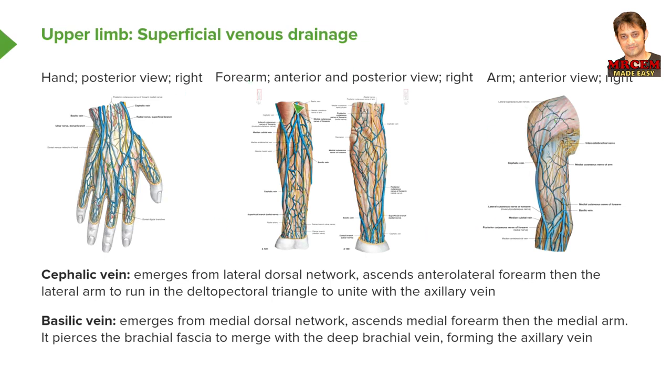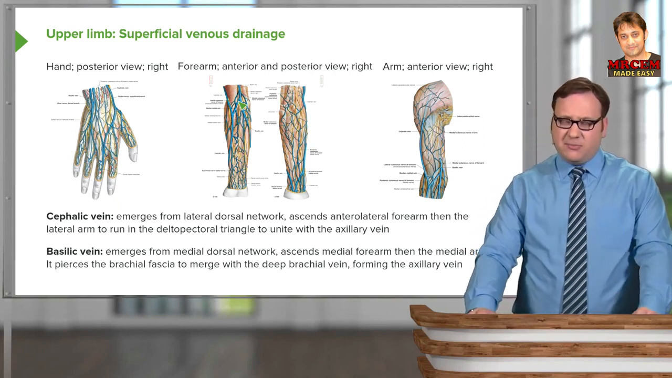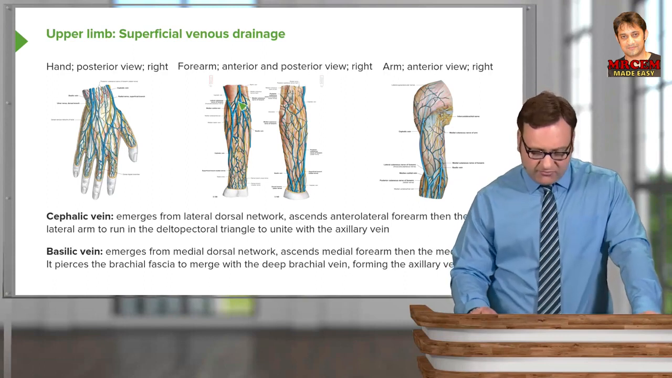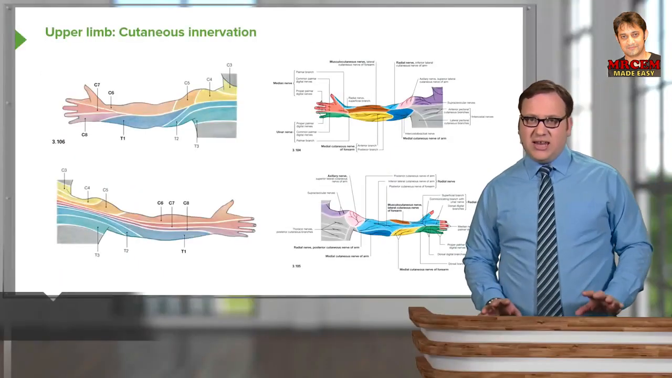So we can see we've got this superficial cutaneous venous drainage, primarily from the cephalic vein and from the basilic vein. At the elbow joint, there is a very important communication between the cephalic vein and the basilic vein. And this little communication lies directly anterior to the elbow joint, and it's known as the median cubital vein. This runs across, joining the cephalic and the basilic veins. And this is an important location for venipuncture if blood is to be removed from the venous system. A very important communication. So now let's move on to cutaneous innervation.